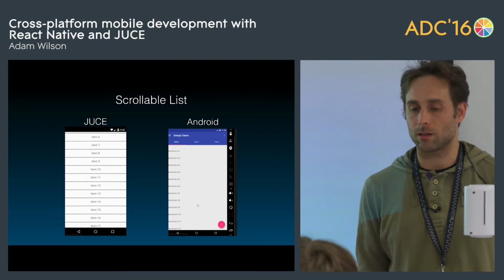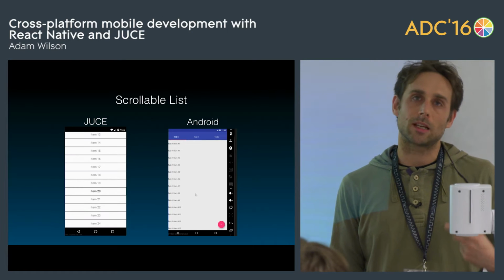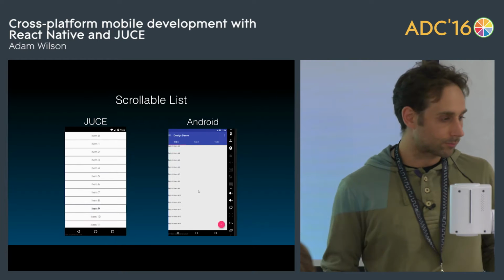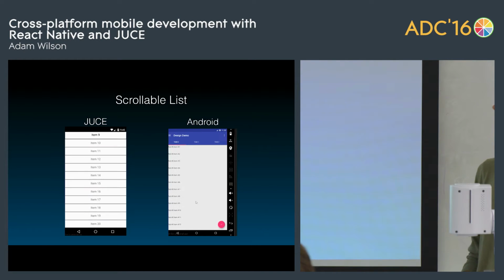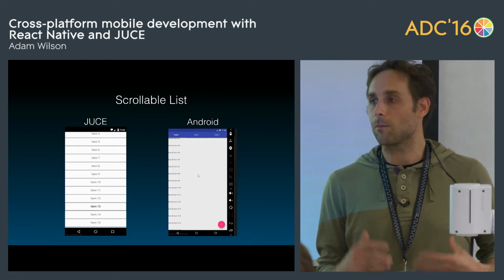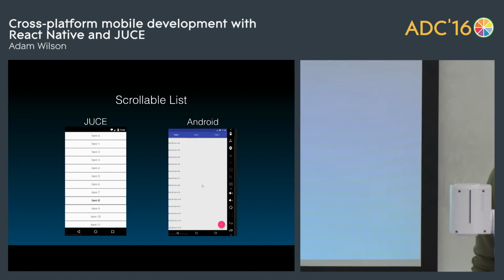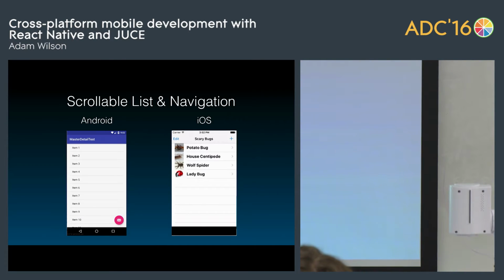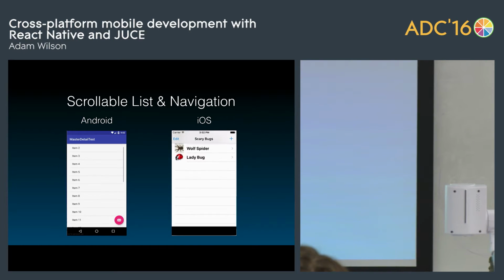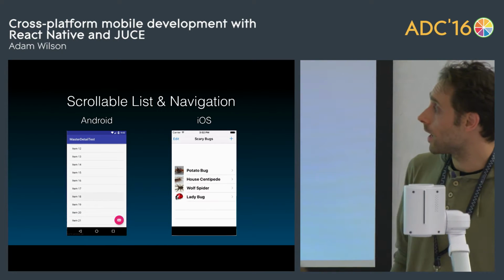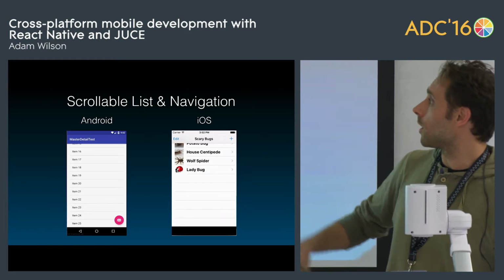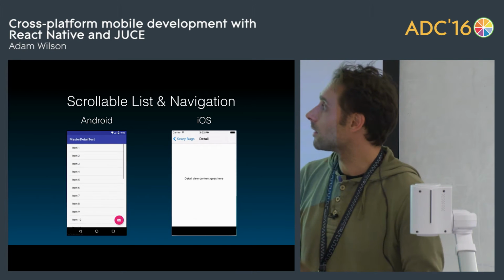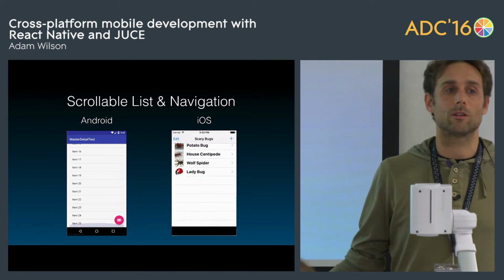So after initially being dead set on writing the whole thing in JUCE, I took a step back and realized, okay, I'm going to have to rethink about how I'm doing this. So I knew what I wanted, and what I wanted was this kind of very common user interface pattern where you're scrolling a list of items, you click on one, you go into a detail page, you do some stuff, and then you go back. Very common pattern on mobile applications.